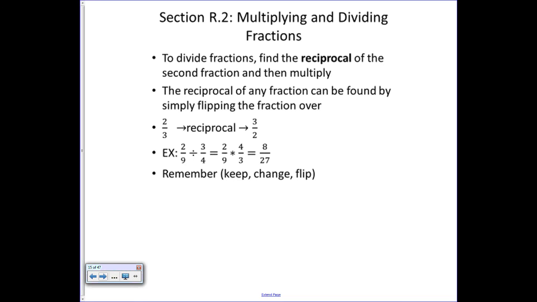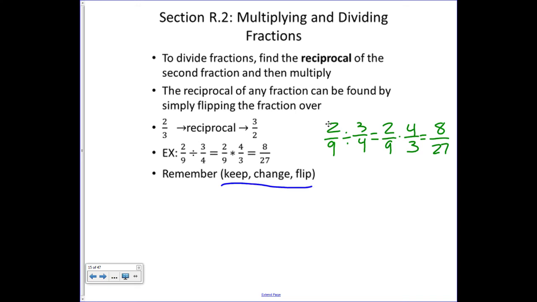And so if we want to divide fractions, we're first going to take 2 over 9 divided by 3 over 4. When you divide fractions, you want to flip the second fraction, or find the reciprocal of the second fraction, and multiply. And so 2 over 9 divided by 3 over 4 is going to become 2 over 9 times 4 over 3. And then we can multiply, and we'll get 8 over 27. So when you're dividing fractions, remember this idea of keep, change, and flip. You're going to keep the first fraction, change the sign in the middle from division to multiplication, and then flip the second fraction.